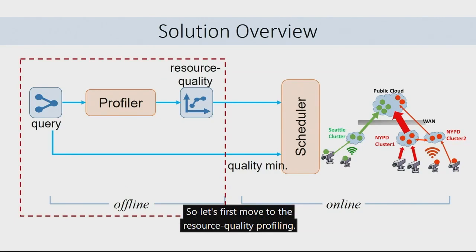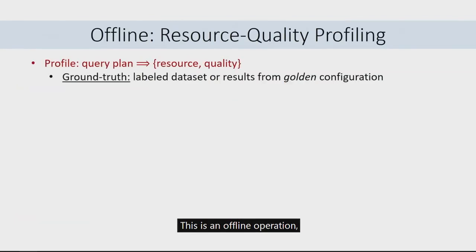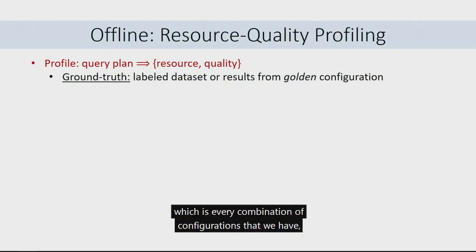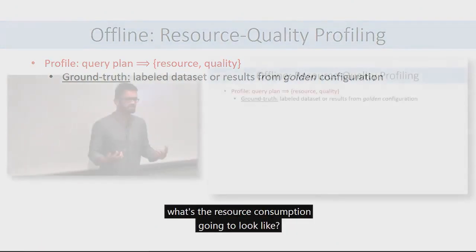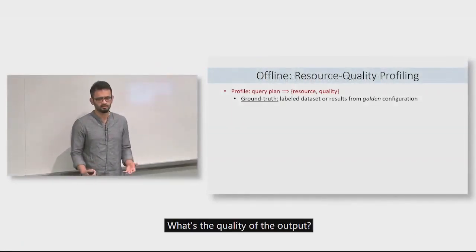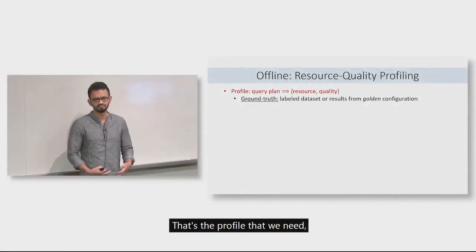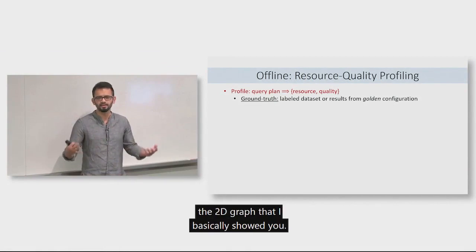So let's first move to the resource quality profiling. This is an offline operation where the objective is the following: for every query plan, so to speak, which is every combination of configurations that we have, say for this specific resolution, this specific frame rate, this specific DNN choice, what's the resource consumption going to look like? What's the quality of the output? That's the profile that we need, the 2D graph that I basically showed you.